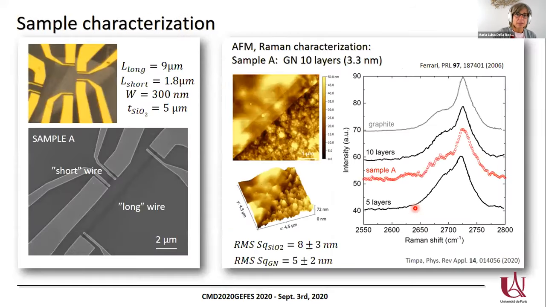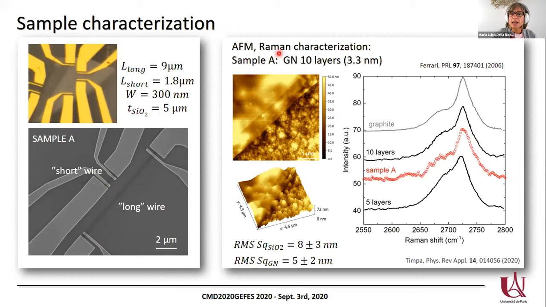Okay, so now some details about the sample. Here you can see the graphene flake, which is essentially transferred onto a substrate by the hot pickup technique, starting from an exfoliated sample. After, by electron beam lithography and metal evaporation, we evaporate these contacts, which are made of titanium and gold. And by an etching procedure, we define the long and short nanowire as close as possible to each other. And these are the dimensions that we have used for this long and short wire.